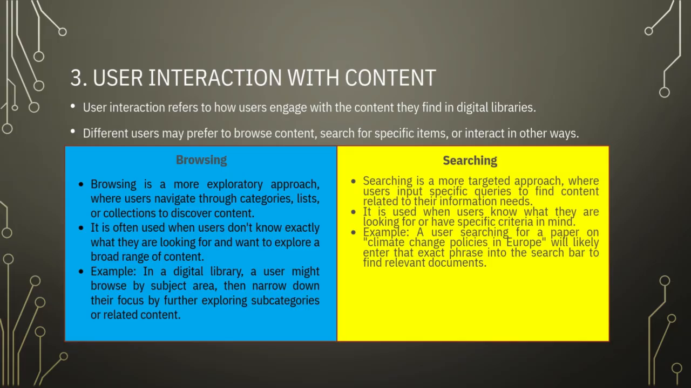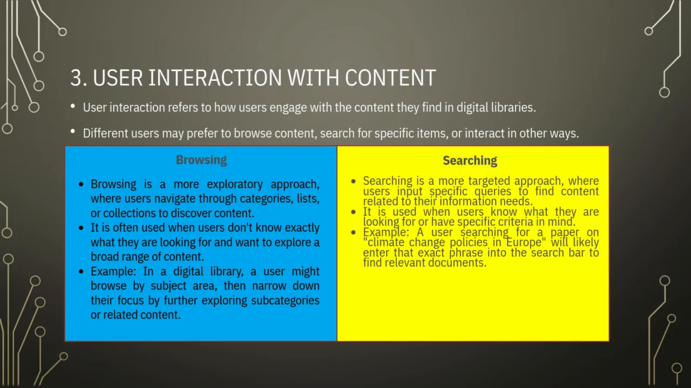User interaction refers to how users engage with the content they find in digital library systems. In public libraries, interaction patterns vary widely because users differ in age, background, and information needs. Some users prefer to explore content gradually, while others aim to locate specific information as quickly as possible. Digital library systems must therefore support multiple forms of interaction to accommodate these differences.